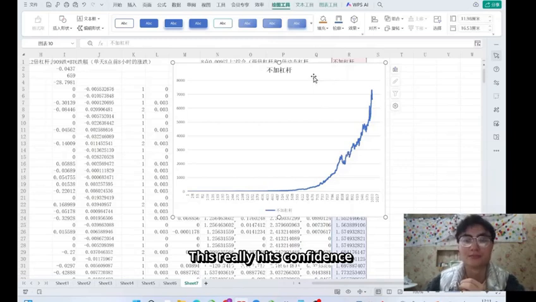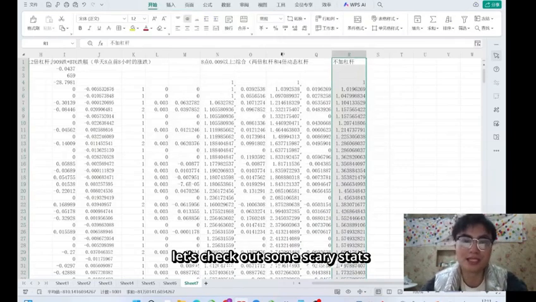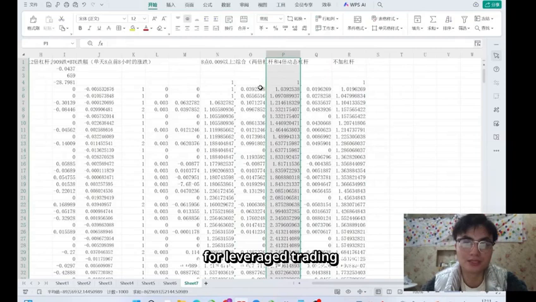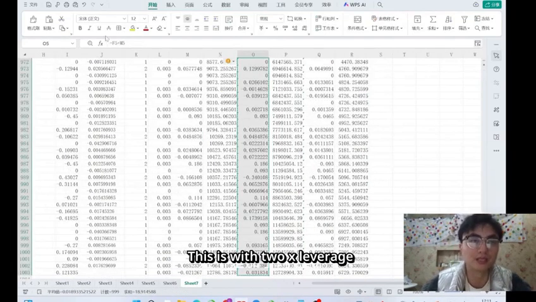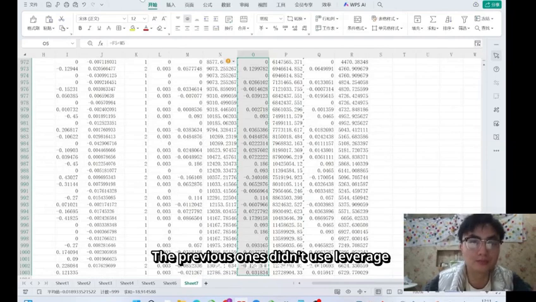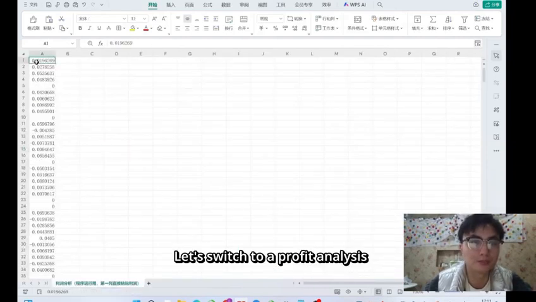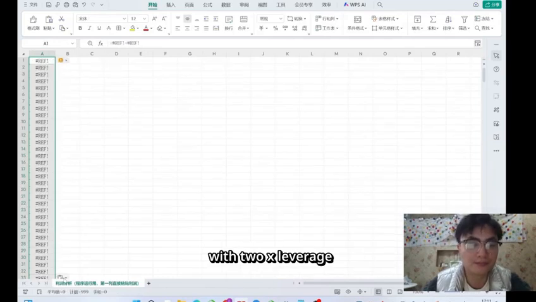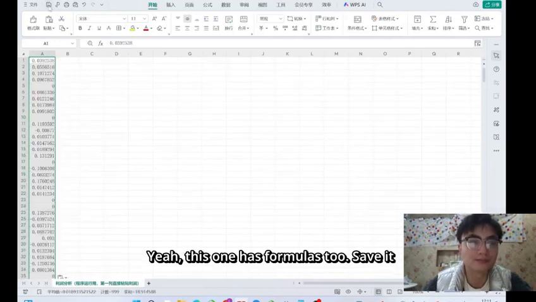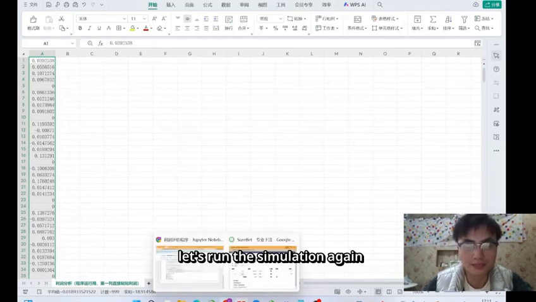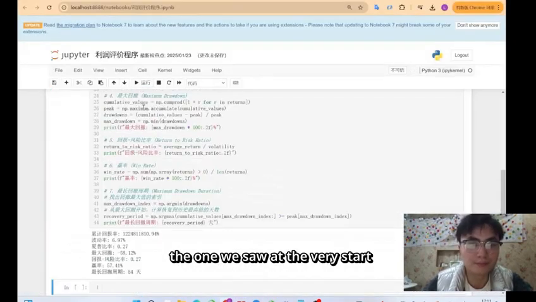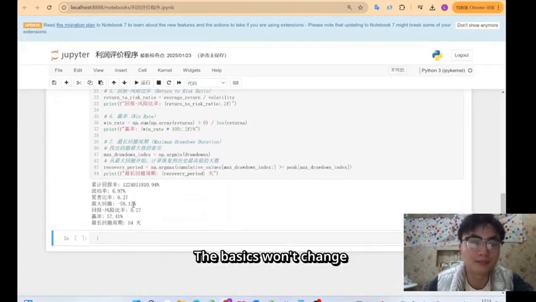This really hits confidence. Next, let's check out some scary stats for leverage trading. These are the raw data. This is with 2x leverage. The previous ones didn't use leverage. Let's switch to a profit analysis with 2x leverage. Yeah, this one has formulas too. Save it. Now this looks scary. Let's run the simulation again. The one we saw at the very start. The basics won't change, but what does change?